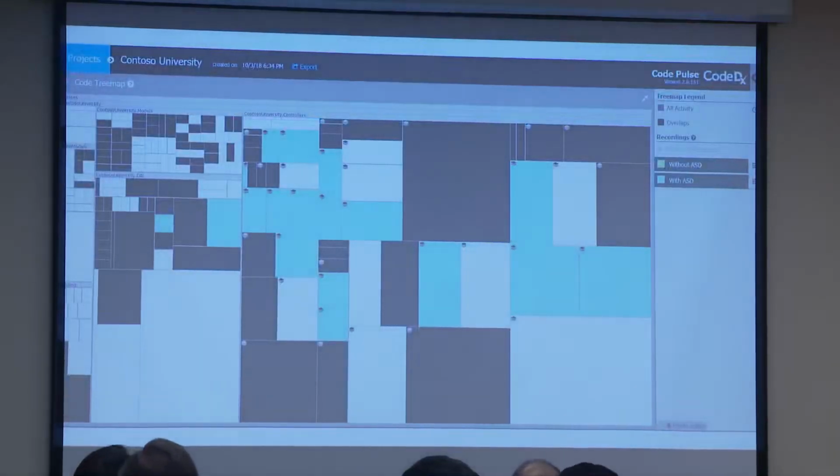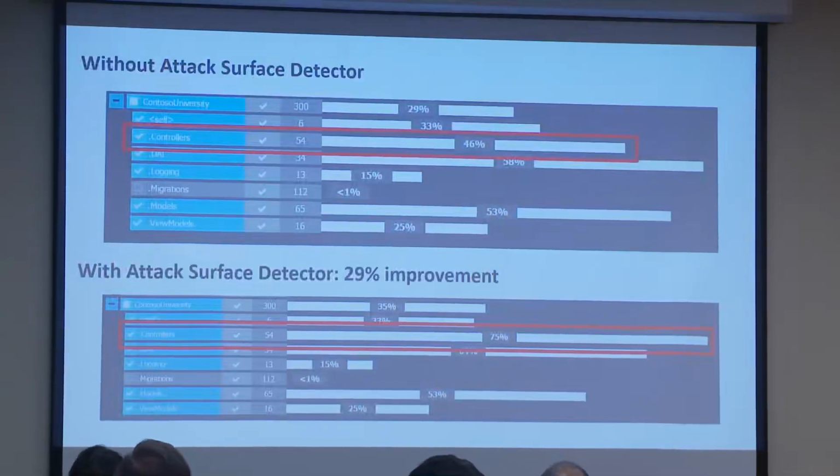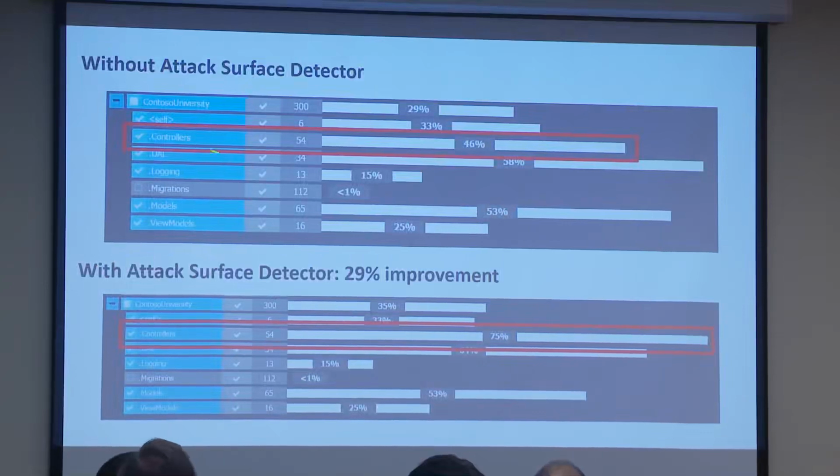Then within CodePulse, we brought both in. So without the attack surface detector and with the attack surface detector, you can see that a lot more boxes were highlighted here by first using the attack surface detector before going through the automated scanning. In fact, if you look at the controllers namespace, without the attack surface detector, we had 46% coverage. Then when we first ran that, we got 75% coverage, so increased it by 29%.